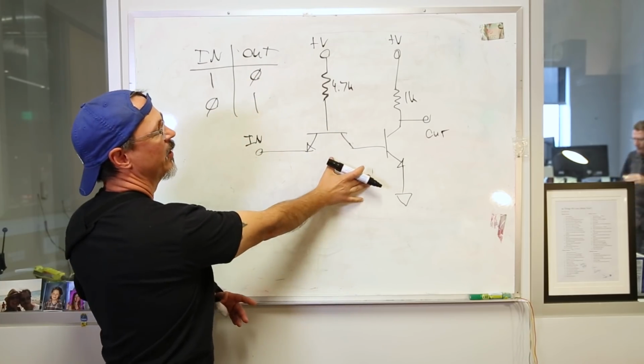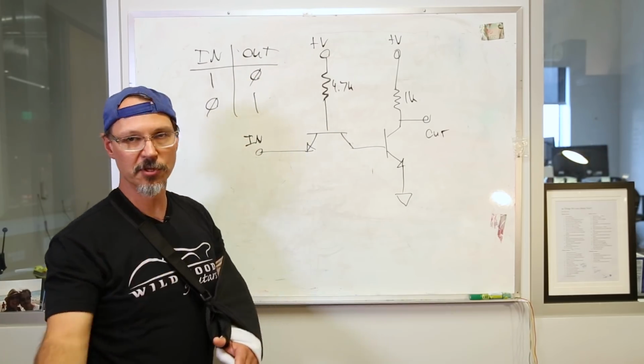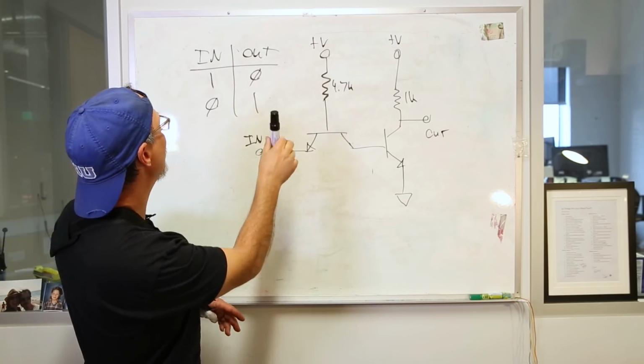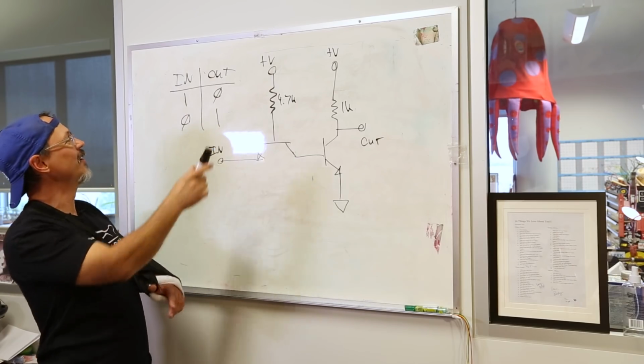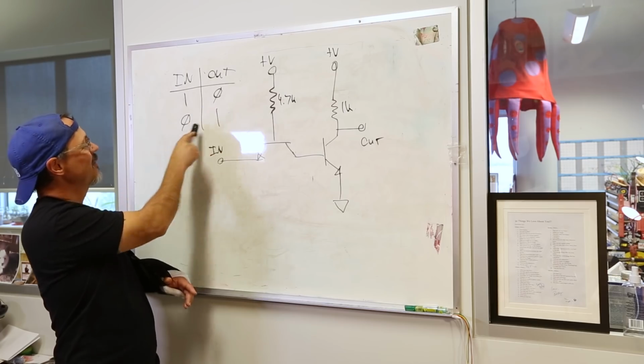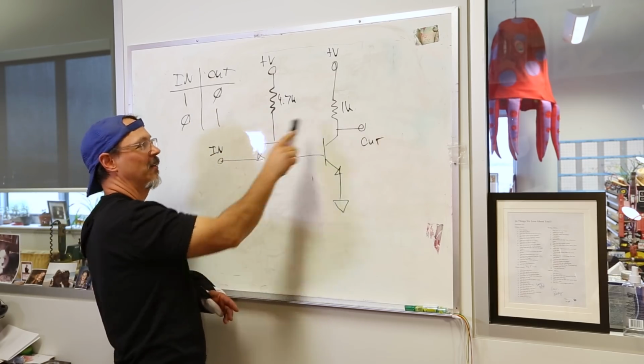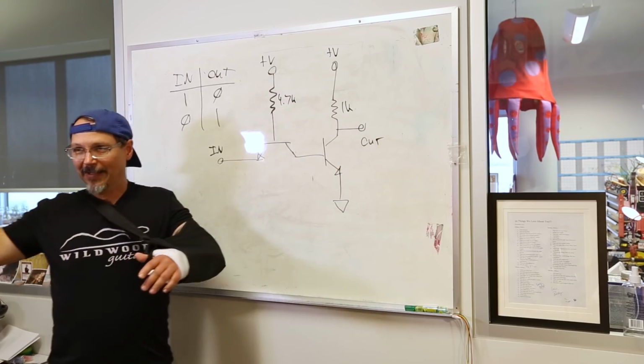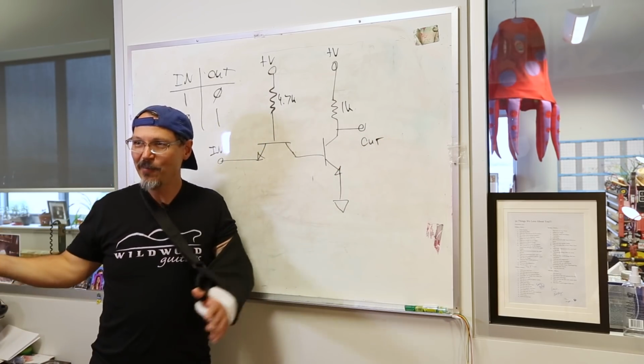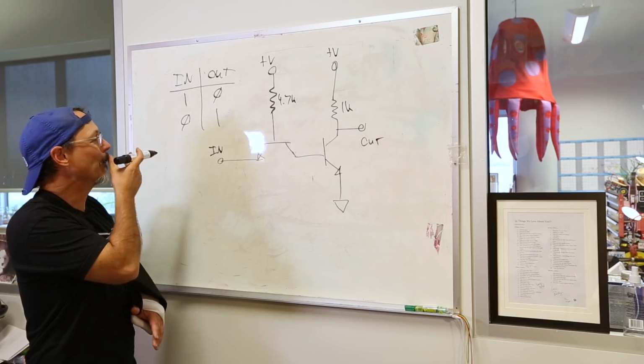Okay, this is an example of an inverter made from discrete components. Just for your information, a NOT gate is the opposite of the input. If I put a 1 here, I get a 0 out here. If I put a 0 here, I get a 1 out here, okay? The output is not the input. That's how that works. All right.